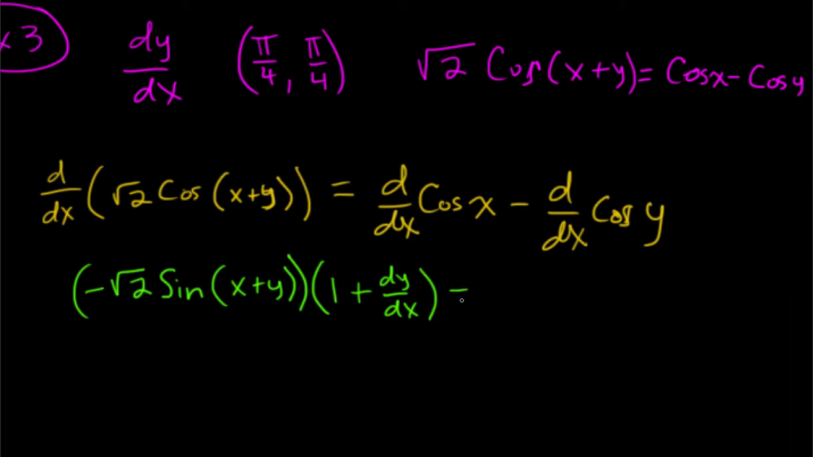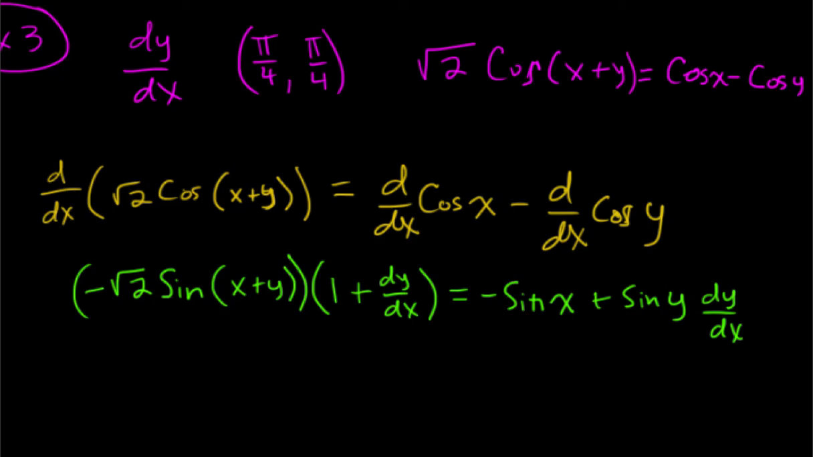Okay. Now if we look at this, that's all dependent on x, so that's just negative sine x. And if we look at this one, since it has a y instead of an x, we're going to remember that negative cosine goes to positive sine. So we just say positive sine y, but then we need to multiply by the derivative of y.